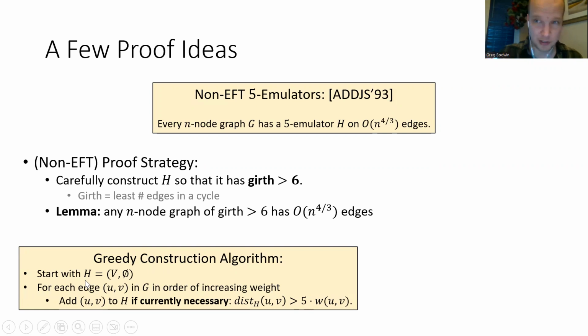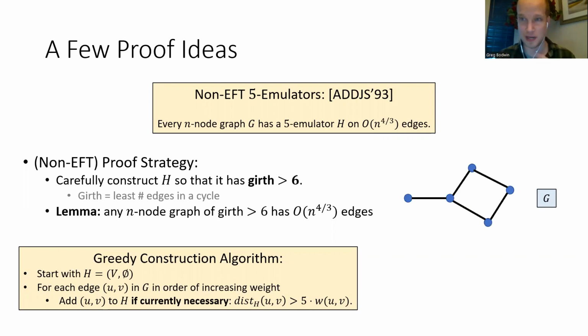Specifically, I'm going to show you a picture of this in just a second, but they start with H being the empty emulator. It's on the same vertex set as the input graph, but with no edges at all. Then they consider the edges of the input graph in order of increasing weight, and they add the edge to the emulator if it's currently necessary. What we mean by that is if the distance between the endpoints of the edge is more than 5 times the weight of the edge. In other words, this node pair u, v that are the endpoints of the edge currently violates the emulator inequality that it needs to satisfy. And so therefore, we'd better add the edge to fix that.